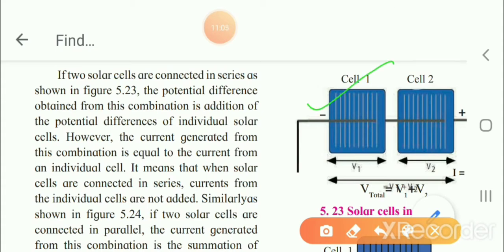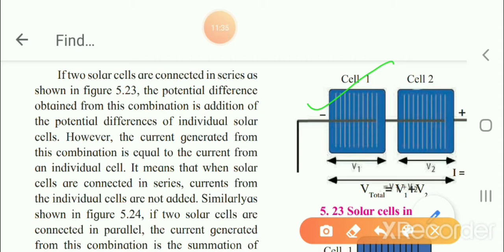So here the potential difference obtained from this combination is the sum of the potential differences of the individual solar cells. However, the current generated from this combination is equal to the current from an individual cell. It means that when solar cells are connected in series, the currents from the individual cells are not added. Only the potential difference, only the V, is added. That means V total will be equal to V1 plus V2.